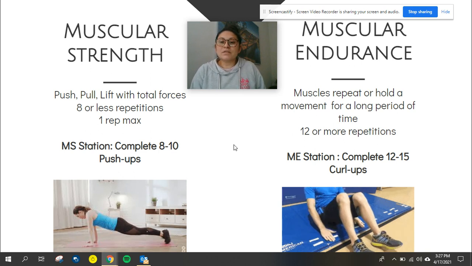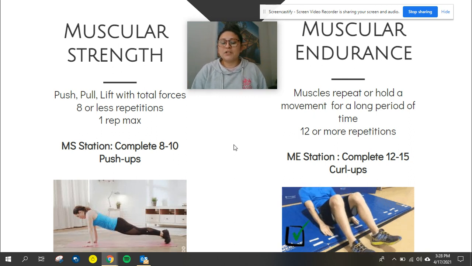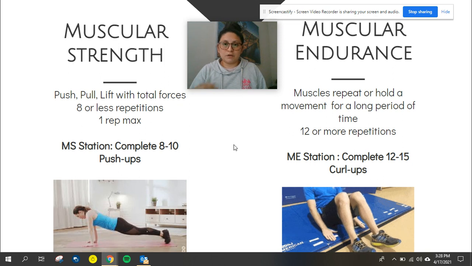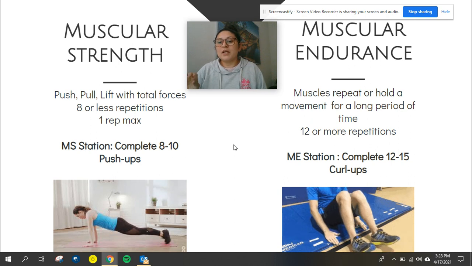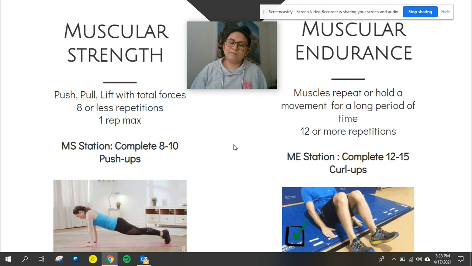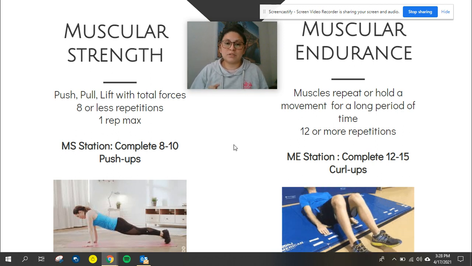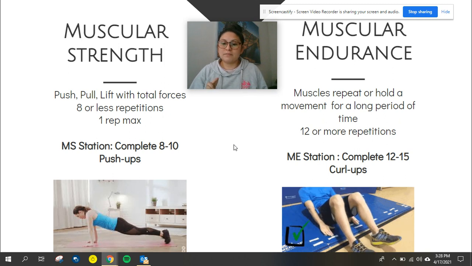Okay, so muscular endurance. Again, it repeats something over and over again. If you see the curl-ups GIF, you'll see that he is doing curl-ups over and over again. You'll notice that when we do our fitness assessment, your curl-up goal is going to be a lot higher than your push-up goal. Okay, so again, these are the 2 types of exercises we work on in terms of your fitness assessment, push-ups and curl-ups.